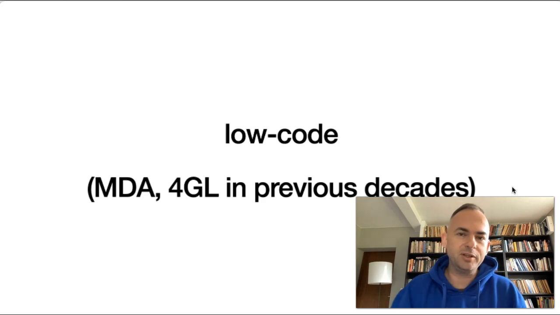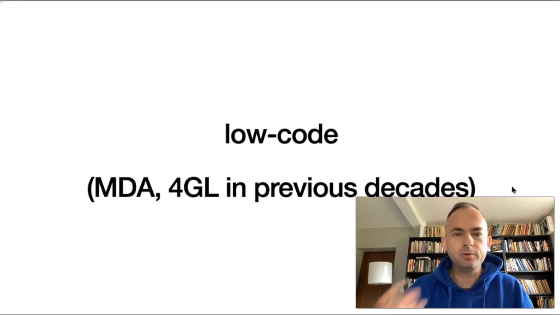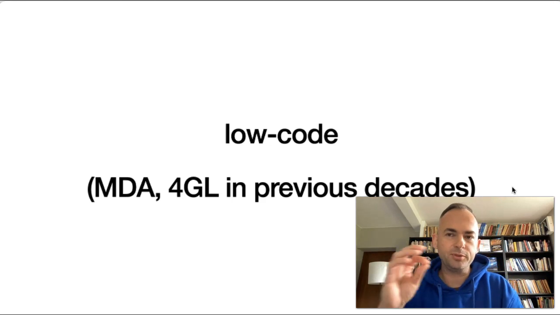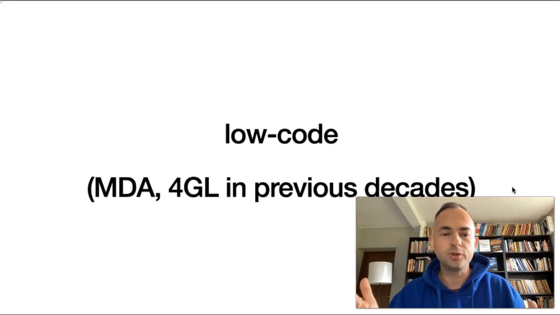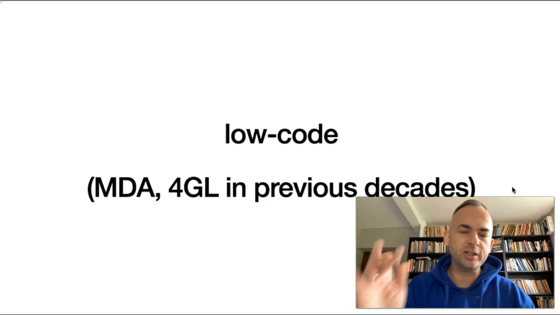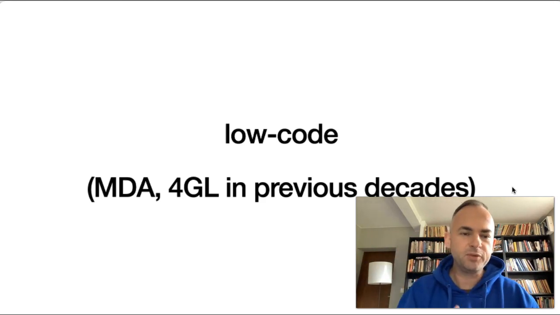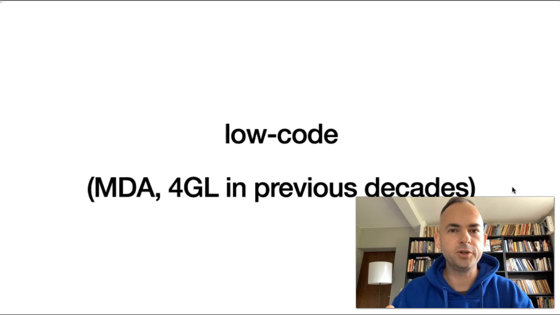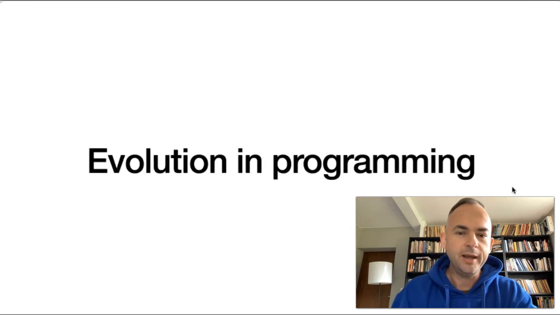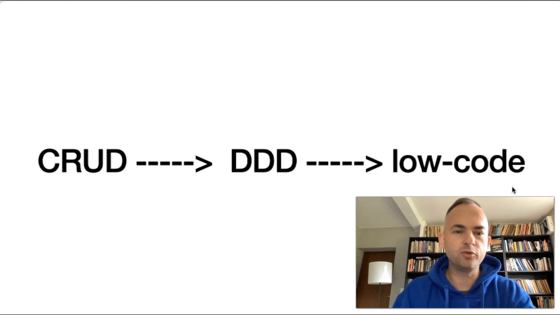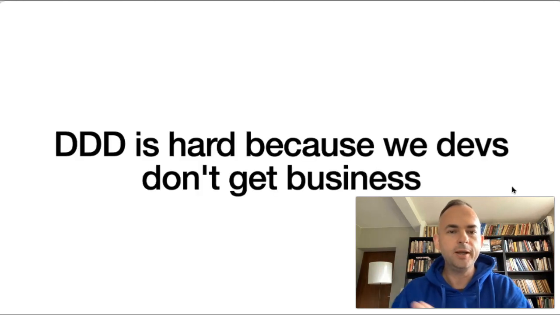Actually, as in everything in our industry, low code is just a new name for old concepts, the same with domain-driven design or with CRUDs. Here, low code was called model-driven architecture like 20 years ago when I started my programming career. Basically, model-driven architecture was about drawing diagrams, using some tools, sorry, and then generating the code and then just adjusting the code base. Previously, it was also called fourth generation languages. Again, evolution in programming, so from CRUD through DDD to low code.